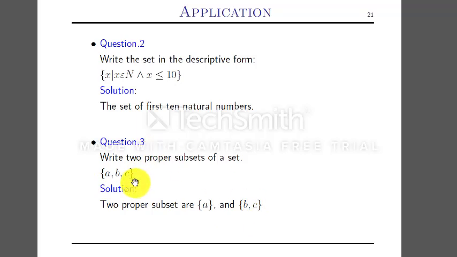Similarly, {B, C} is contained in this set. There is another element, A, which is not contained in this subset. So {B, C} is also a proper subset of this set.